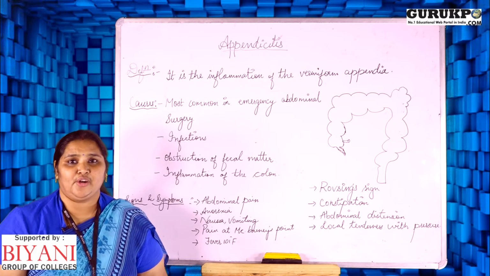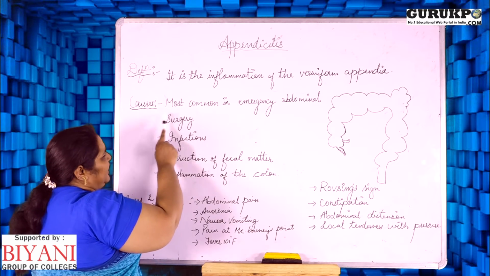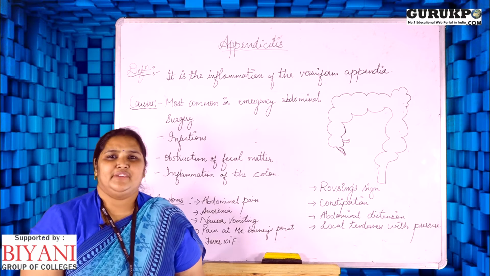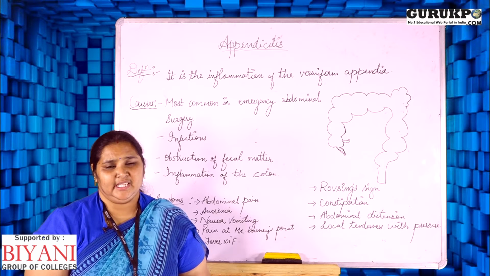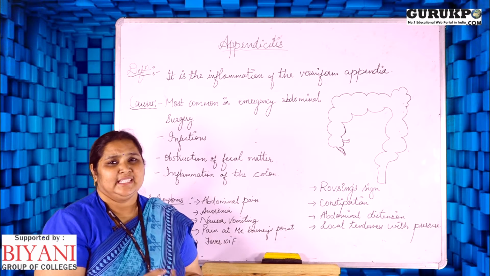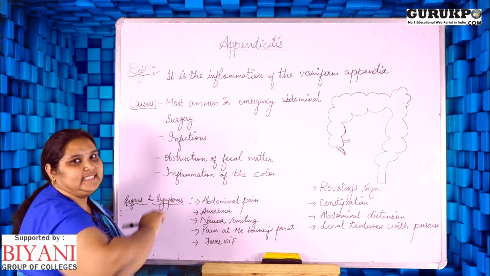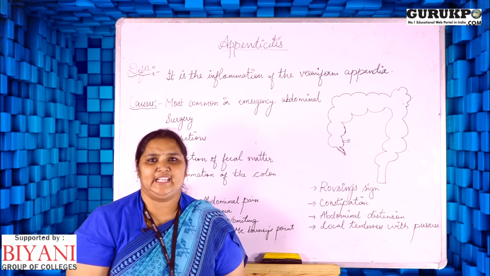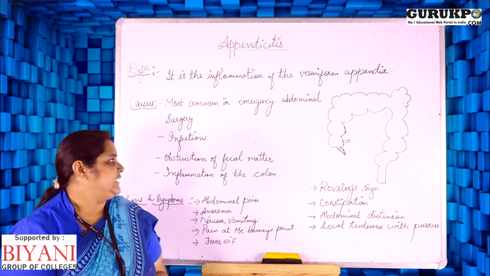Next we move on to the causes. What are the causes of appendicitis? First, it is most common in emergency abdominal surgery. If the person has gone through an emergency abdominal surgery, the patient can have appendicitis, or any inflammation that occurs in the appendix can lead to appendicitis. Next is infections. Any type of infection that occurs in the appendix can lead to appendicitis.